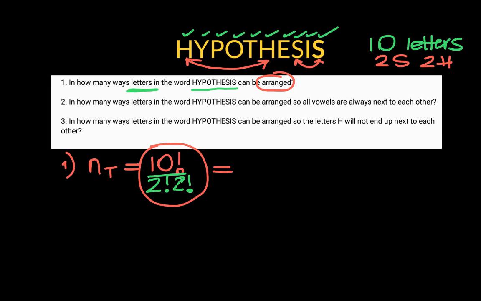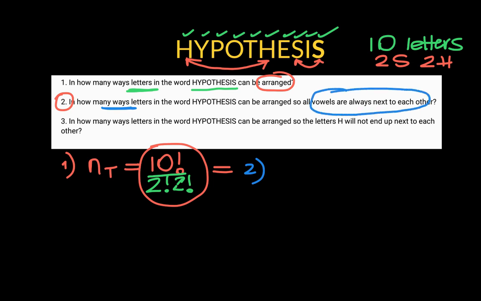Right, so now this is easy. I hope you agree that this is easy, but we would like to look at some other questions, maybe slightly more complex questions. So let's look at number 2. In question 2, I have to look at different ways that the letters can be arranged so the vowels are always next to each other.